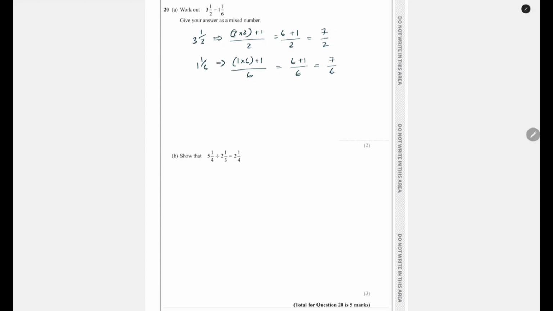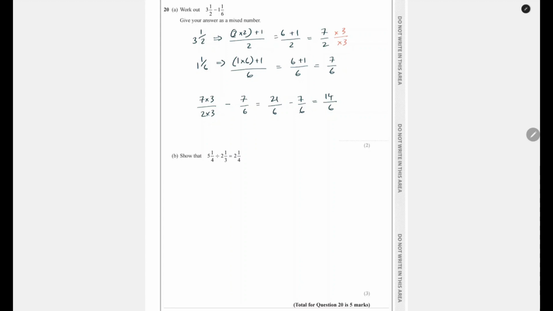Now, in order to take these away from each other, we need to make sure that the denominator is the same. Well, we can multiply this fraction here by 3, and that will give us the right denominator. So 7 times 3 over 2 times 3 minus 7 over 6. 7 times 3 is 21. 2 times 3 is 6. Minus the 7 over 6. 21 minus 7 is 14 over 6.